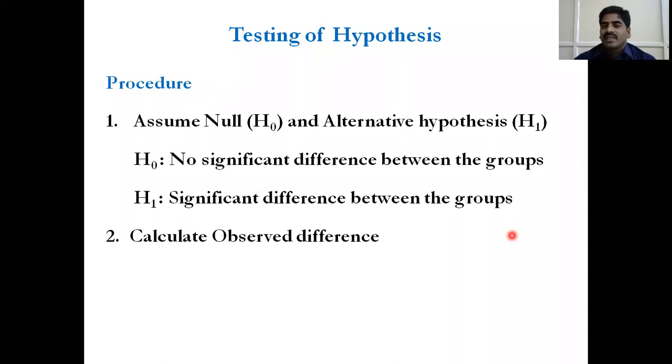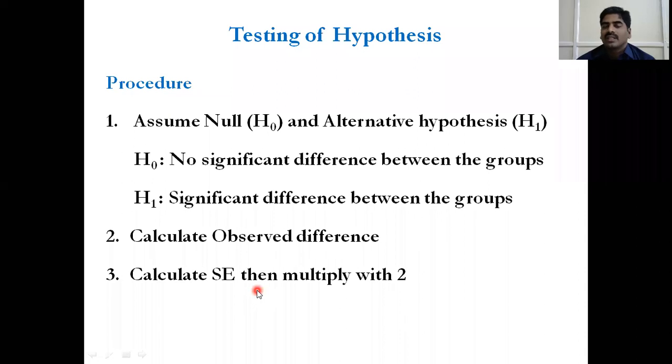Next step, second step is calculate the observed difference. Next, in third step, calculate standard error. I have shown you how to calculate the standard error to find difference between proportions or difference between means in the previous slide. You have to calculate the standard error and multiply it by 2.